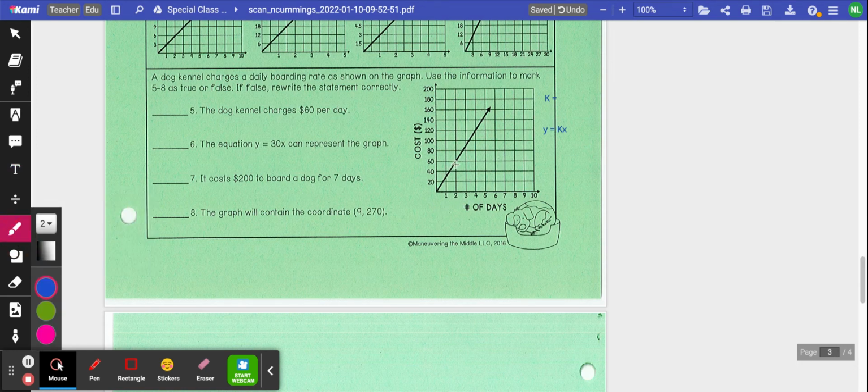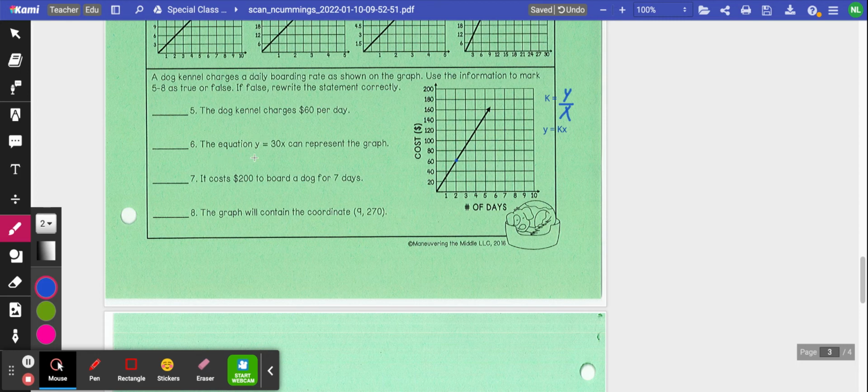I would use a point that falls right in the middle. So maybe this point. And you find your K by doing y divided by x. I'll read the questions. You have to decide if they're true or false, and then you need to rewrite them if they are false. The dog kennel charges $60 per day. Is that true or false? If not, how much do they charge per day?